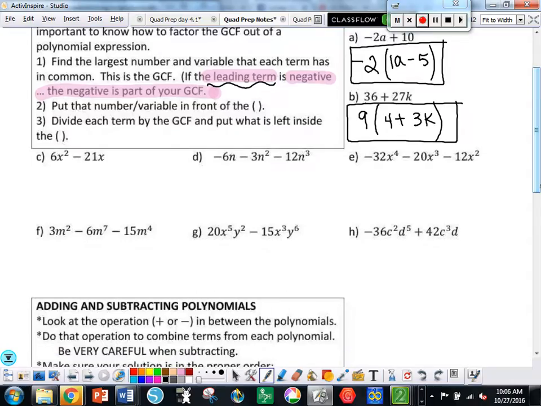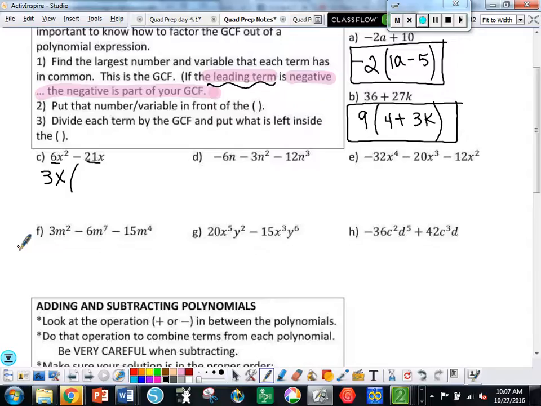Let's do it again. But this time on part C, I have variables to consider. Again, look at the numbers first, look at the variables second. Looking at the numbers on part C, what does 6 and 21 both have? Looking just at the numbers though, they both have a 3. Now, each of these terms have at least one x, right? One of them has more than one, but both of them have at least one. Can you agree with that? So because they both have at least one, I'm going to pull that one out.